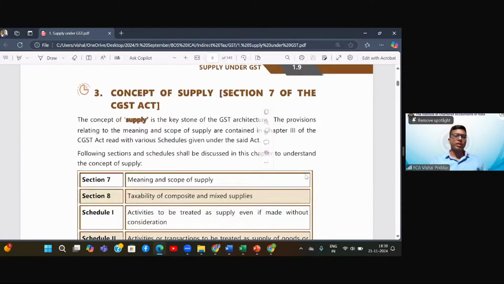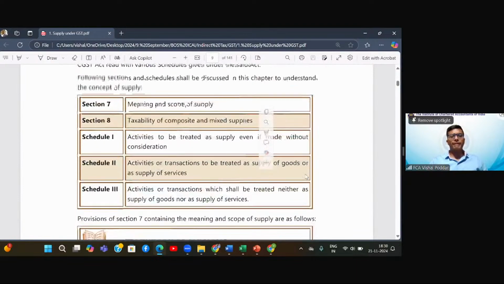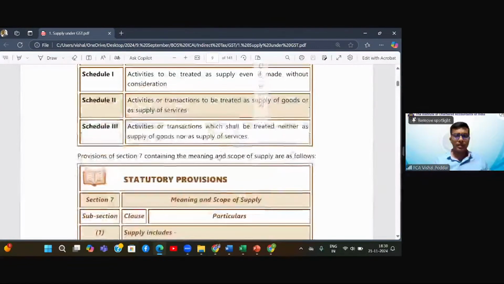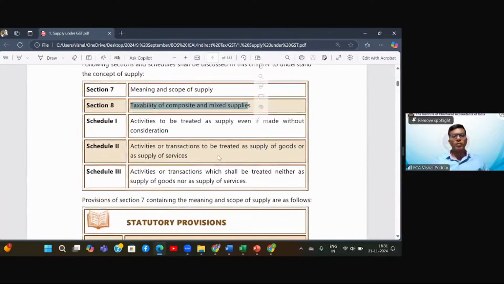Okay. Now we come to the definition of supply and the related schedules. Section 7 covers supply in different subsections. You have subsection 1, 1A, 2, 3. Then it has to be read with various schedules 1, 2, and 3, out of which we covered one schedule. And then we have a special scenario of composite and mixed supplies. Now, let me first give you a brief of how to understand supply.